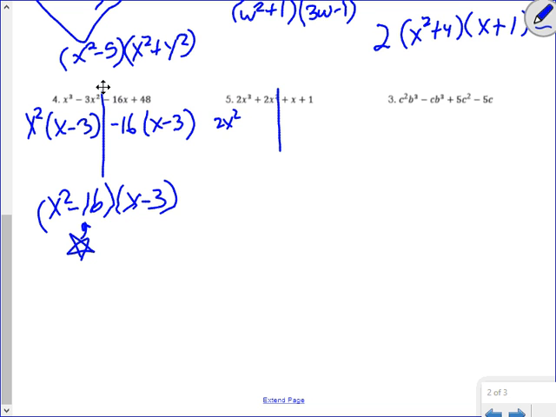2x squared, which leaves behind x plus 1. This one's GCF is just 1. You get 2x squared plus 1, x plus 1. Everybody get that? Okay.